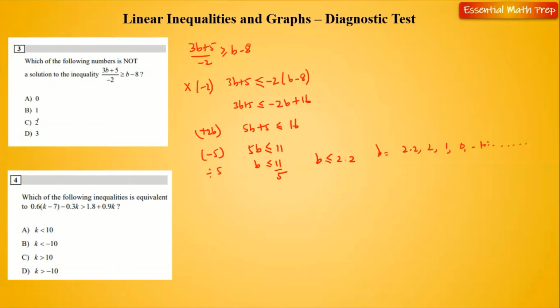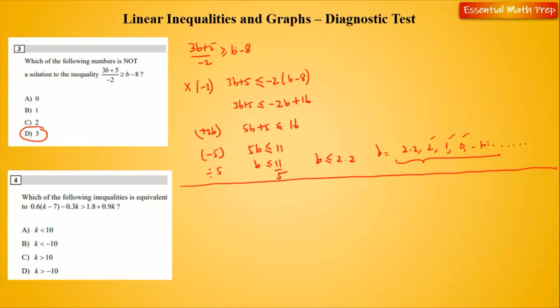So 3 out of these 4 values are captured by what I have written right here: 2, 1, and 0. So 3 is out of the question because the maximum b can even have is 2.2. So 3 is not going to be an option. So that is the correct answer.